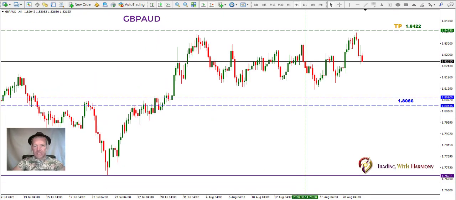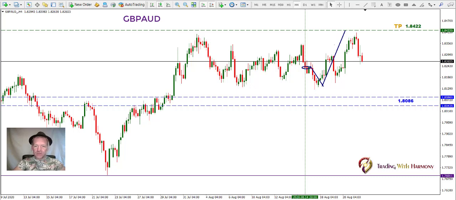So last week we were at this point here. We finished at this point. And what I was talking about was we were looking for price to come down into this structural level at the 1.8086 and then to continue up and hit our TP. So it was only a few pips away from it this week.